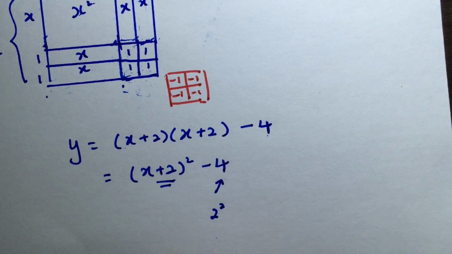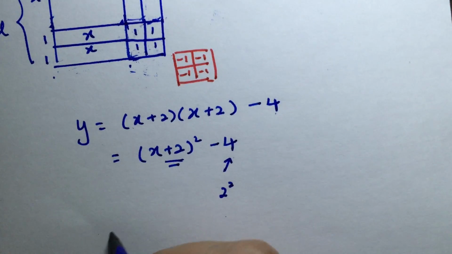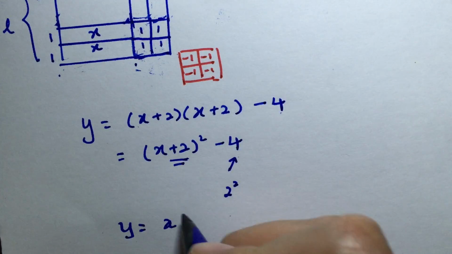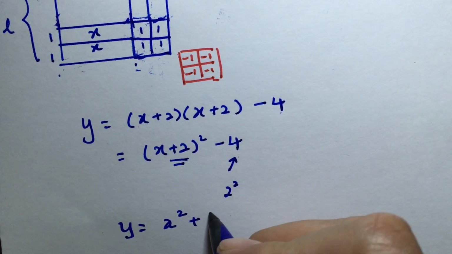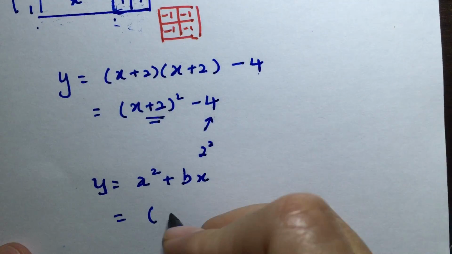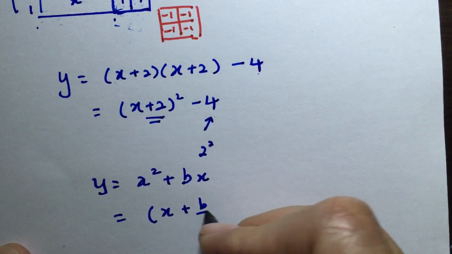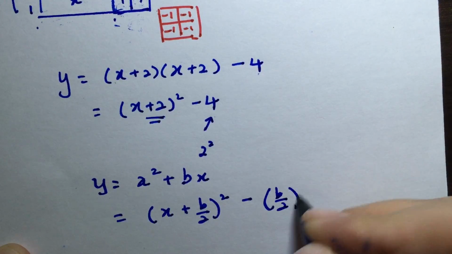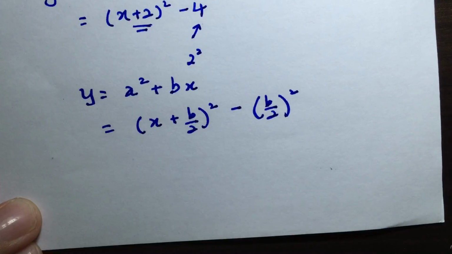So in general form, this is what it means. If I have y equals x squared plus bx, my completed square form will be x plus b over 2 squared minus b over 2 squared. Let's give it a try.